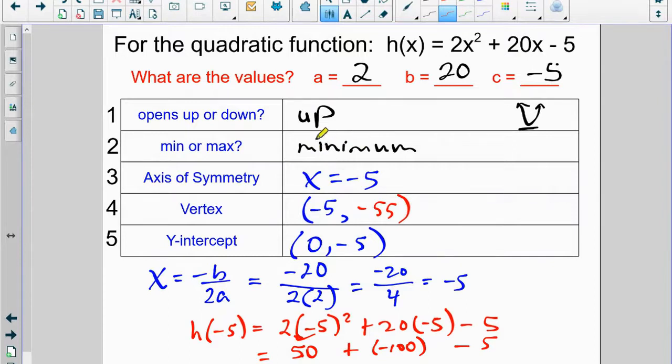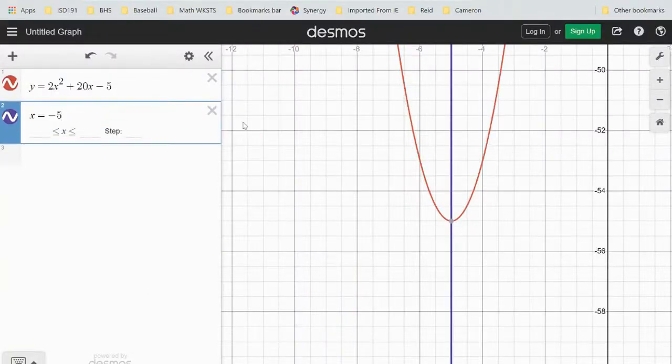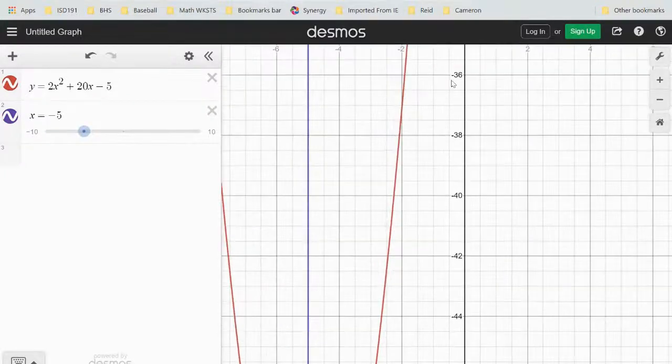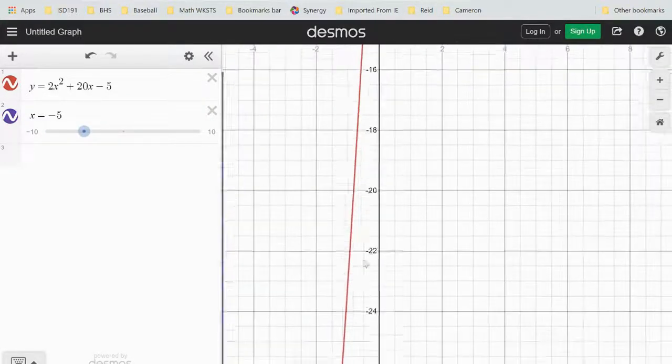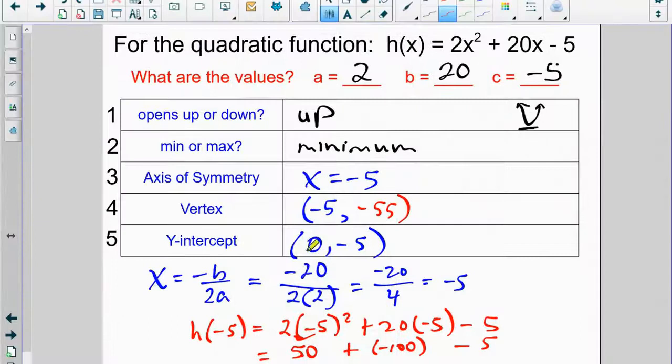Because it's a lowest point, it's a minimum, which means it opens up. My axis of symmetry should be the correct number because my vertex started with -5. We could certainly double check by writing x equals -5 in here. Yes, we get that vertical line that goes right through the vertex. What are we missing? Y-intercept. Let's move this up. I'm going to go up quite a ways before it crosses the y-axis. Suppose I could have zoomed out first. If I click on my parabola, I'll get the gray dot so I know exactly where it is. There it is, 0, -5. Hey, look at that. My y-intercept was 0, -5. We did it. We got everything right. All right, we're ready to practice.